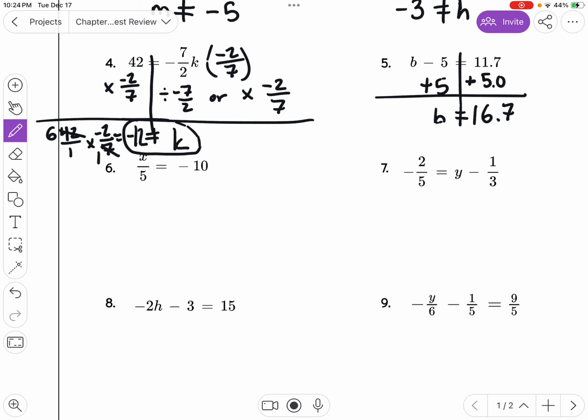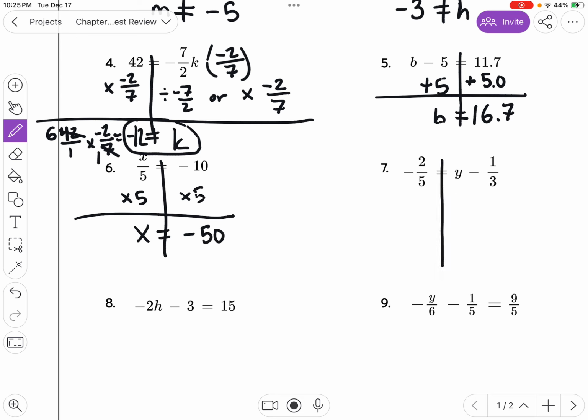Number 6, x over 5 is equal to -10. In order to undo division, we need to multiply, so I will multiply both sides by 5. Multiplying cancels that out. I'm just left with x. -10 times +5. Negative times positive is negative. 10 times 5 is 50.